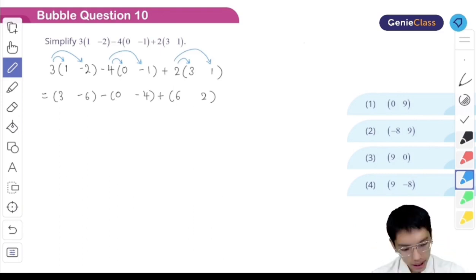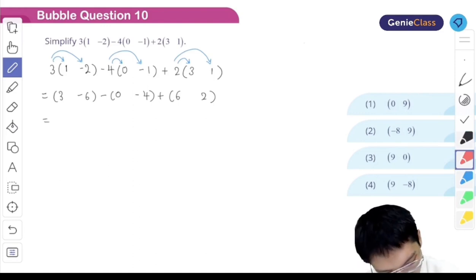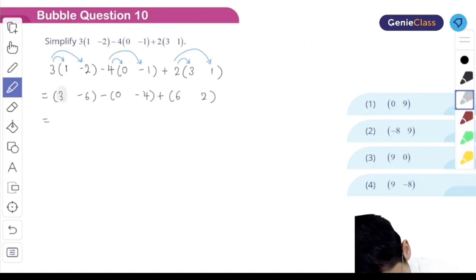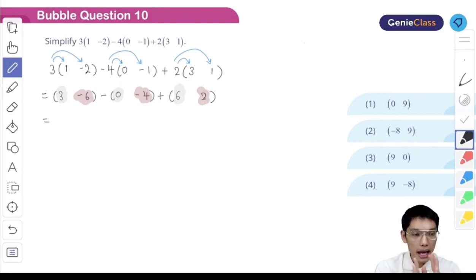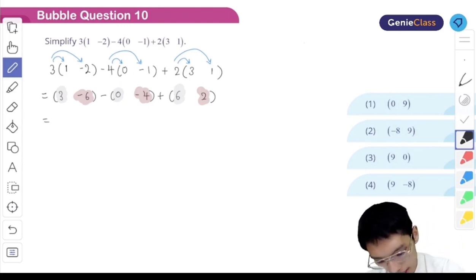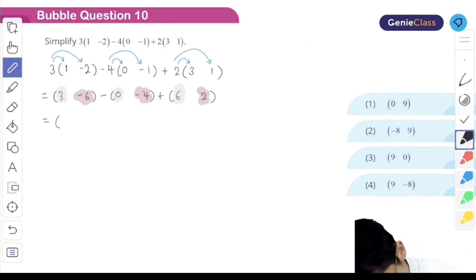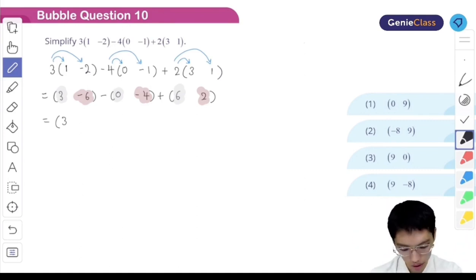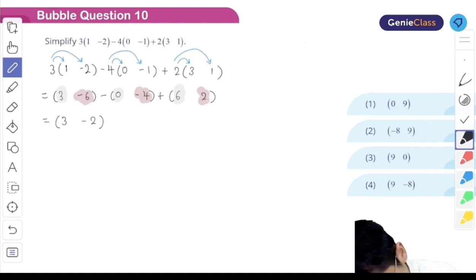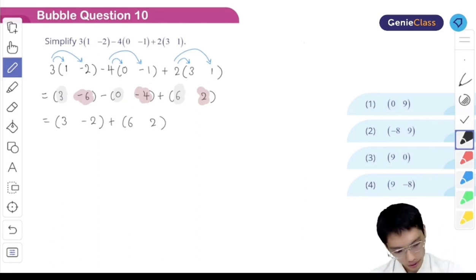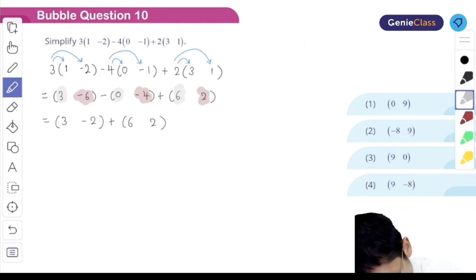Okay, once we have this, that's where we add them into their corresponding positions. 3, 0, 6, minus 6, minus 4, and 2. From here, what we can do, step by step, if you cannot do it straight away. So what I mean, 3 minus 0 gives 3, minus 6 minus 4 gives minus 2, and you leave the third one over here. And after that, following the same position, following the same color coding, 3, 6, minus 2, and 2, same position again.